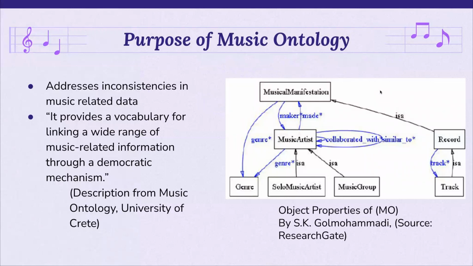What is the purpose of music ontology? Music ontology serves many purposes, including addressing inconsistencies in the representation of music data. The University of Crete describes music ontology as, quote, a vocabulary for linking a wide range of music-related information through a democratic mechanism, end quote. The standard takes on a Wikipedia-style approach, allowing for collaborators to add, change, and manipulate data to best fit into the musical metadata standard. On the right, we have the music ontology object properties diagram, which we'll delve into on the structure and major elements slide.